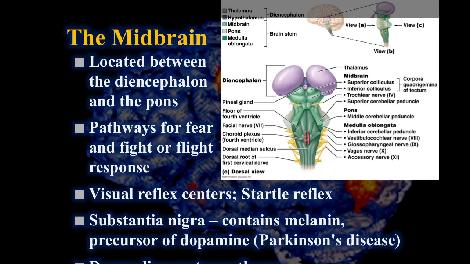Also found in the midbrain is your substantia nigra. It contains melanin. Remember talking about it in your skin? It's a dark color. But melanin is a precursor for dopamine. And dopamine is a neurotransmitter that helps control lots of things in your body. But people with Parkinson's disease don't make enough dopamine. So what are some of the symptoms of Parkinson's disease?